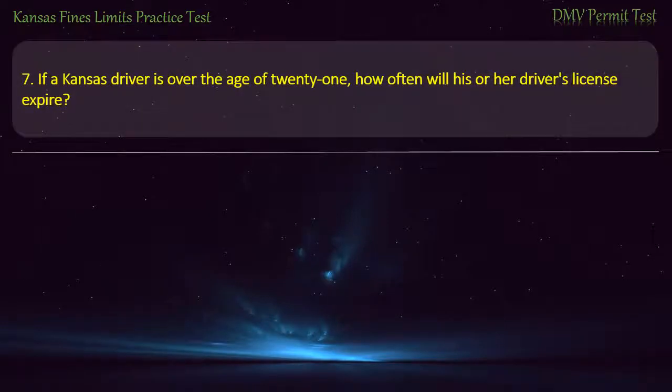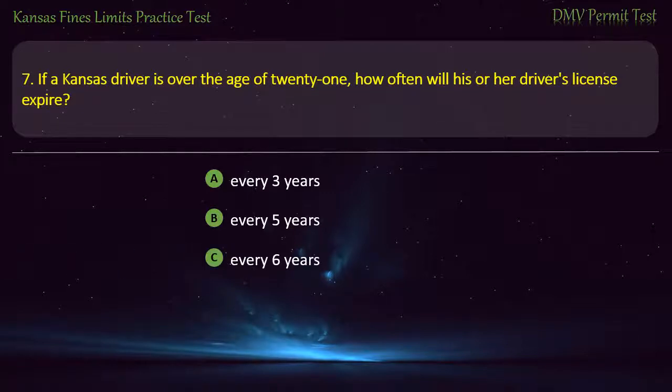Question 7. If a Kansas driver is over the age of 21, how often will his or her driver's license expire? Every 3 years. Every 5 years. Every 6 years. Every 4 years. Answer. Every 6 years.